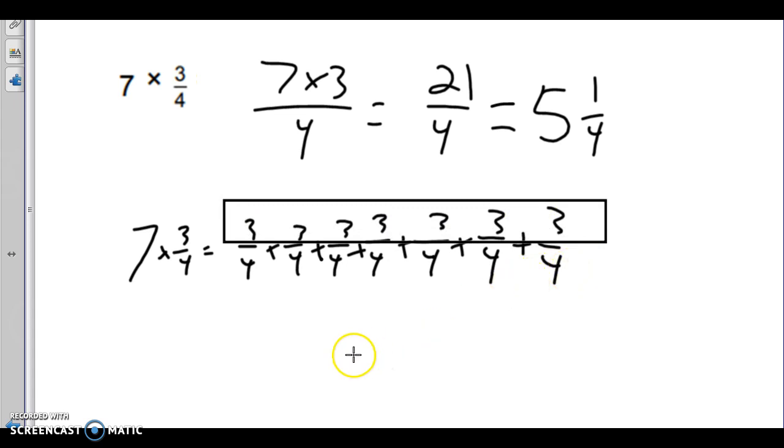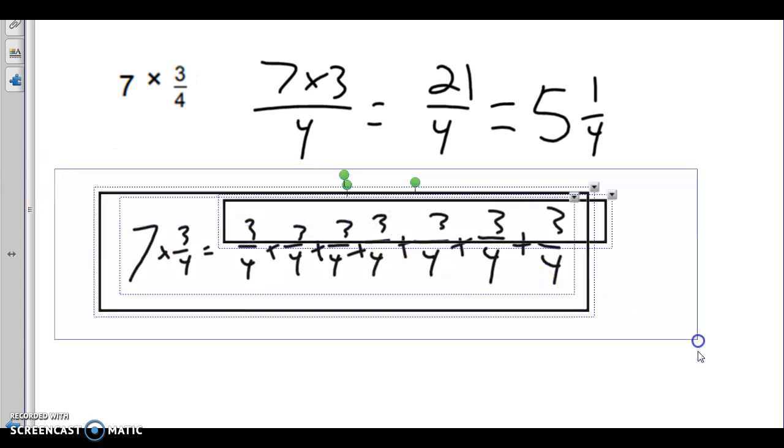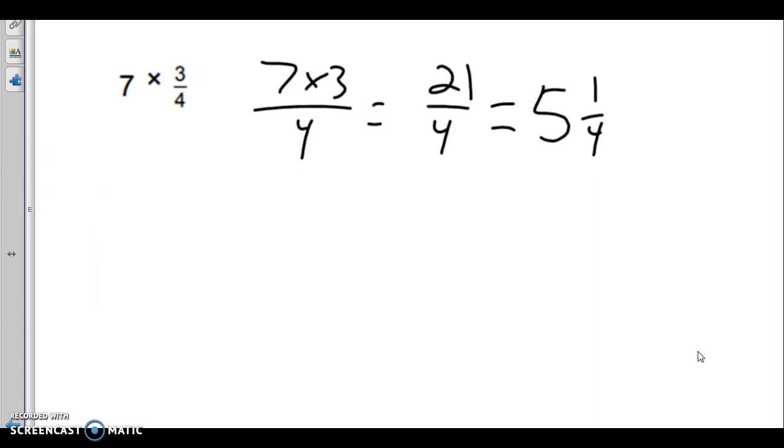So you really just need to do 7 times 3. I mean, who wants to add that? You don't want to do that. That's too much work. Okay, so 7 times 3 equals 21 over 4. 21/4 equals 5 1/4. Now, seriously, do not forget that you do need to convert 21/4 from an improper fraction into a mixed number.